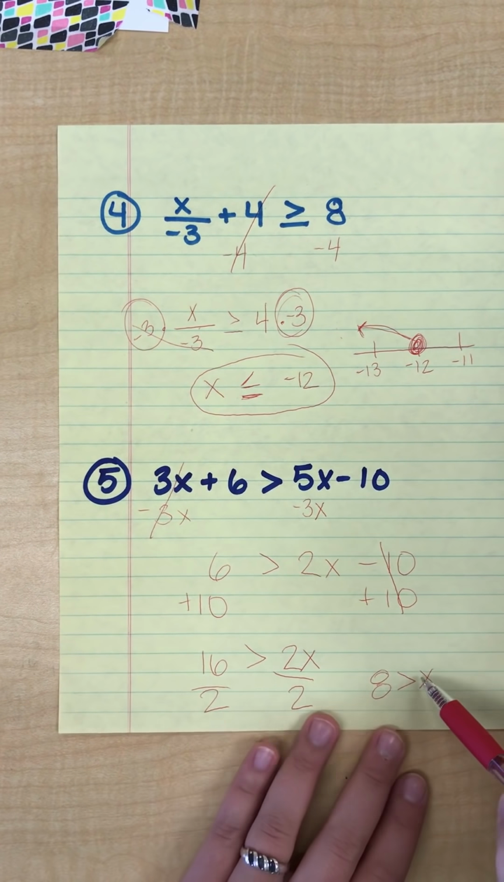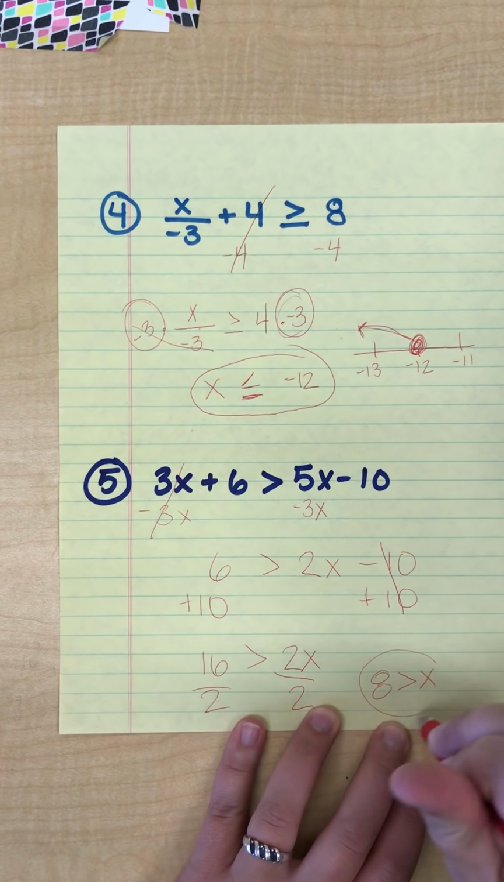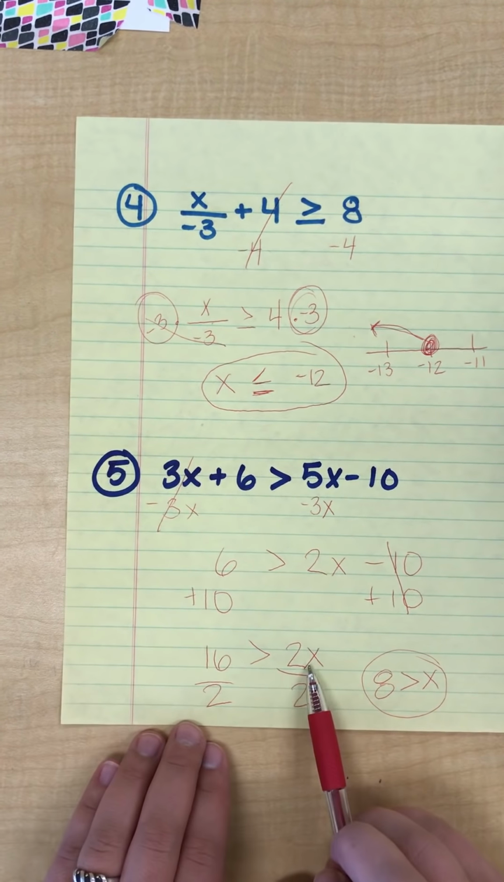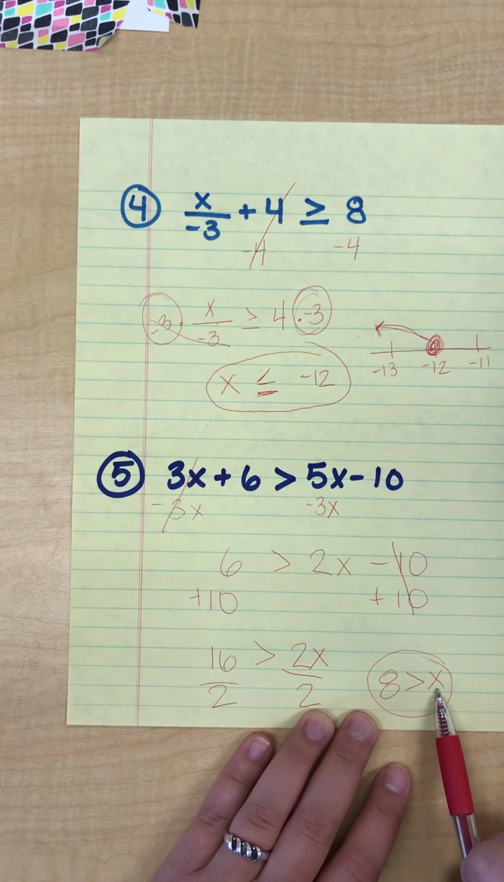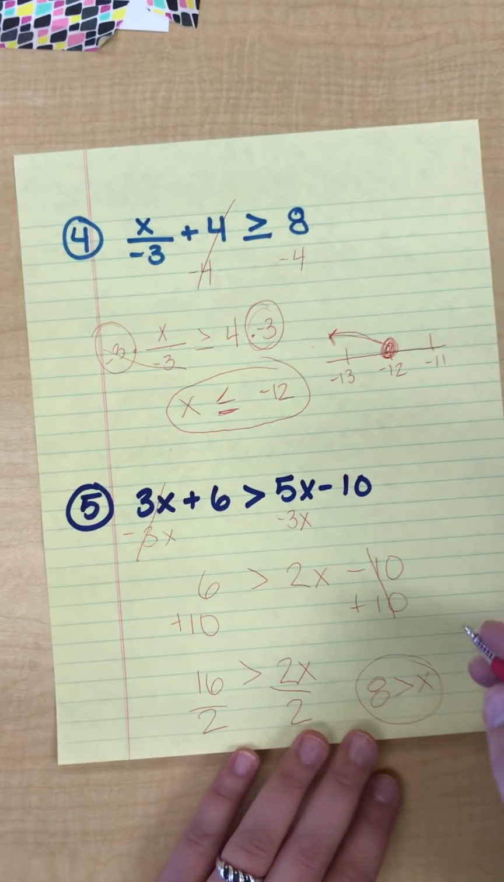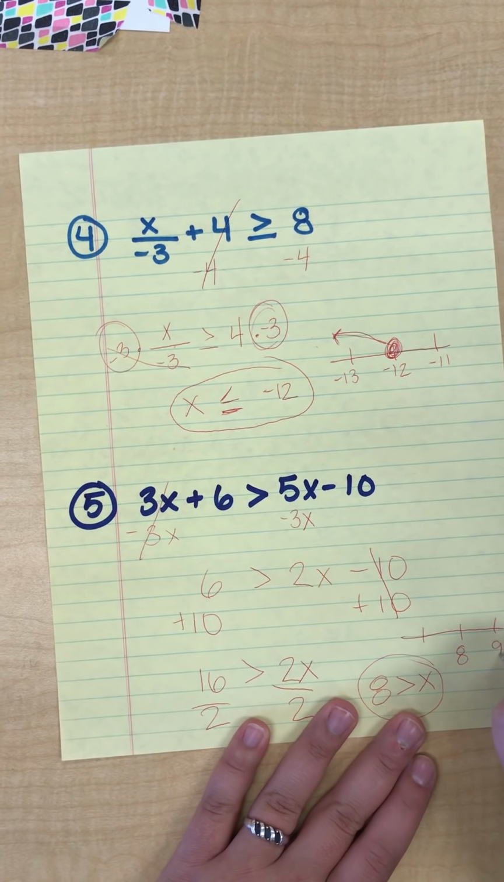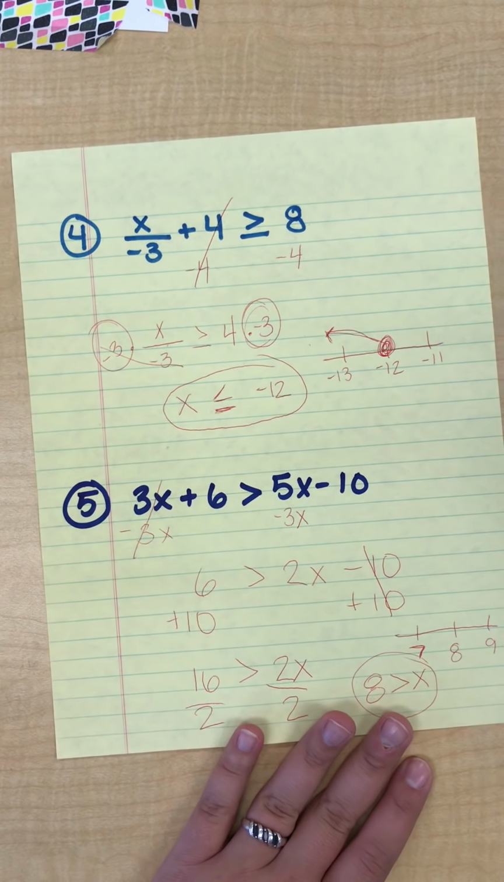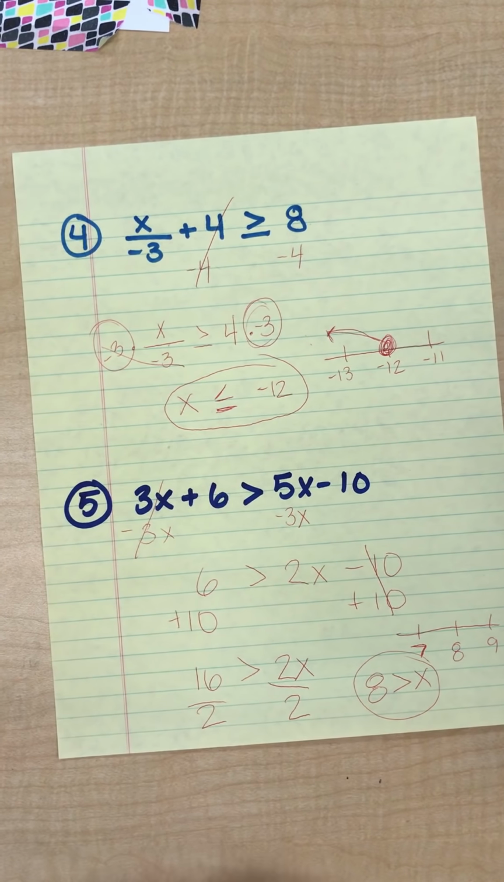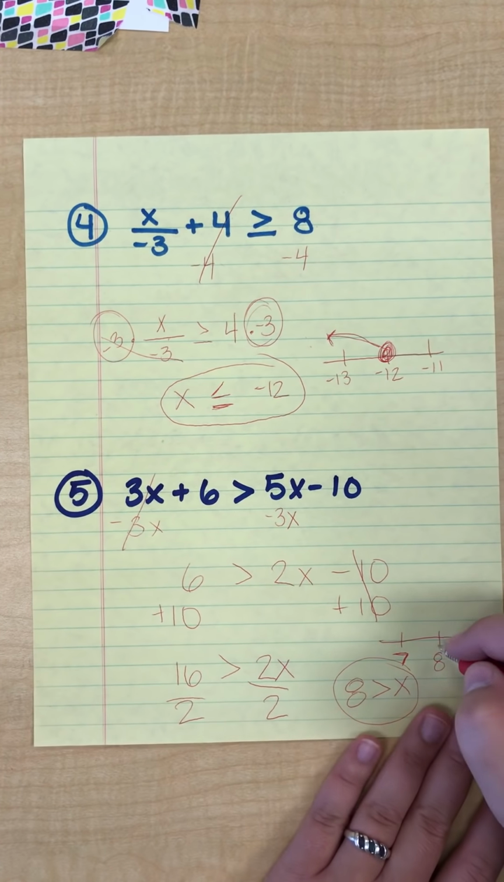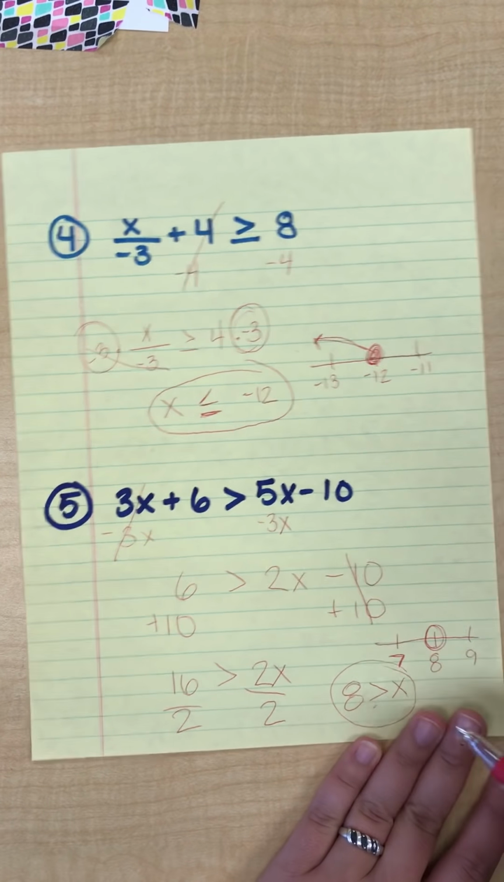Remember, you keep your answer in the same order as which you are doing the problem. So the x is on the right. Notice my answer ended with the x on the right. All right, let's make our number line. So we've got an 8 here, a 9, and a 7. Make sure your number line always goes in order from least to greatest. We're going to have an open circle because there's no line underneath.